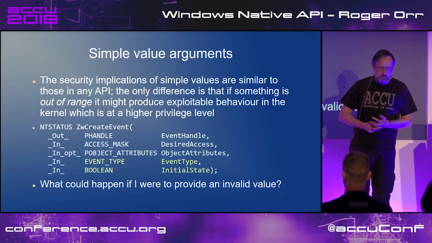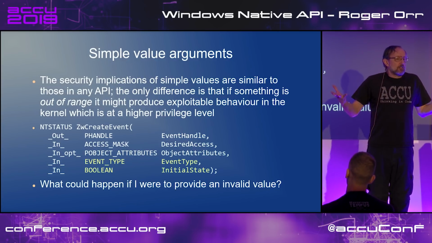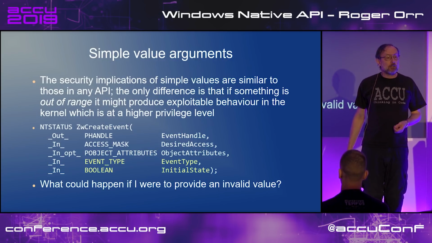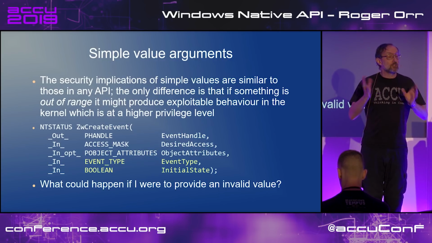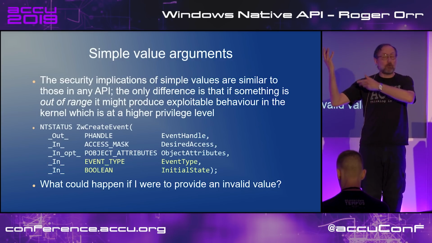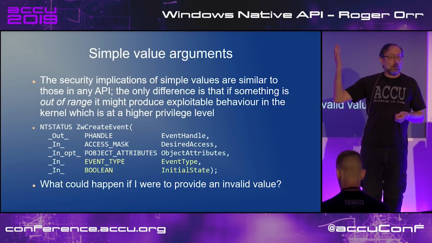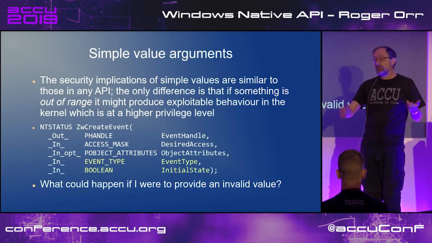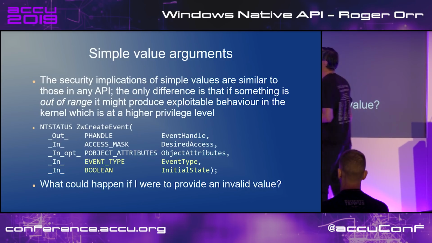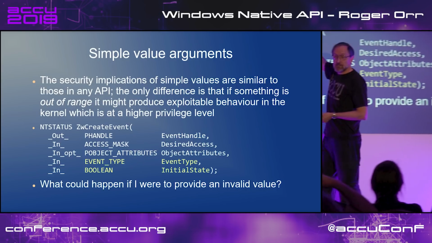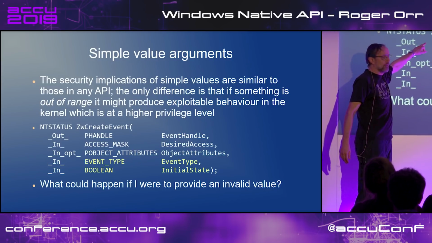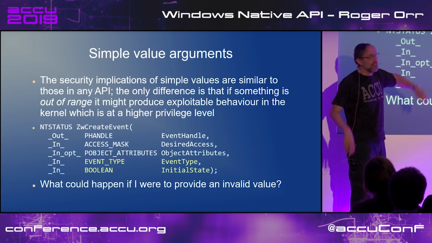So simple value arguments. It's much the same as any program. If I've got a function that takes an argument, I probably want to do some sort of range checking on it to avoid things like multiplying and falling off the top of the 32-bit value, or looking it as an index into something and going off the end. And it's much the same here. So ZW or NT create event, this is one of the ones that is documented somewhere in Windows land.